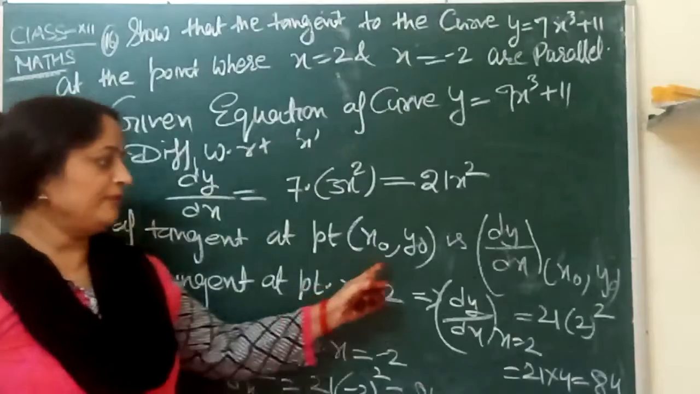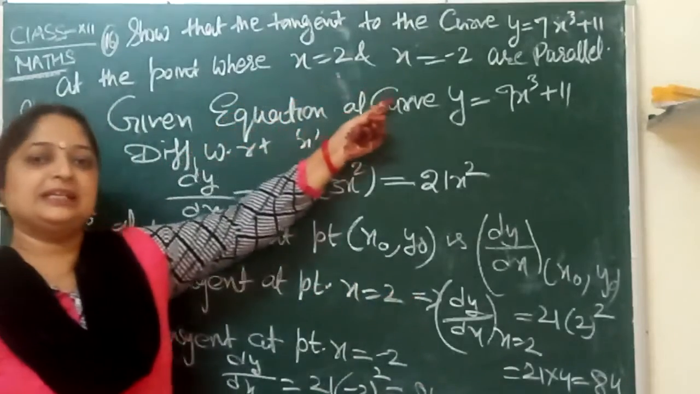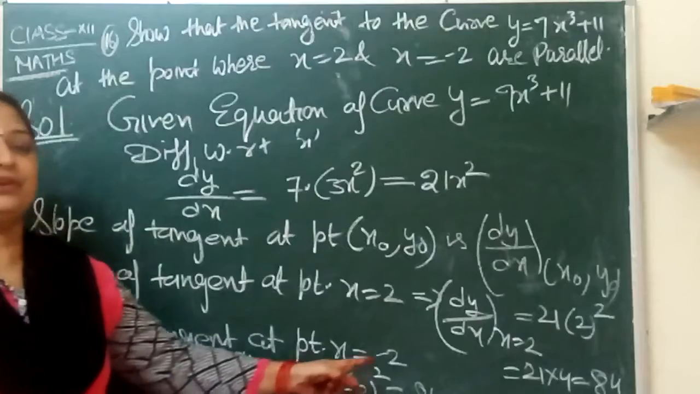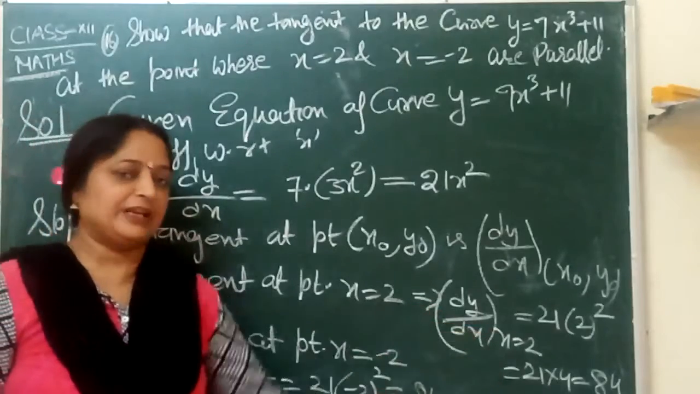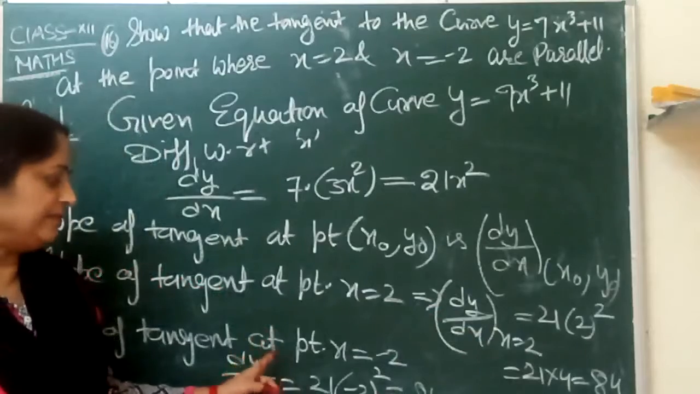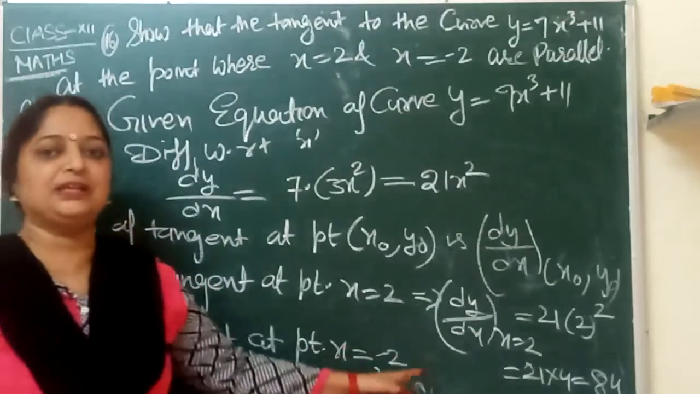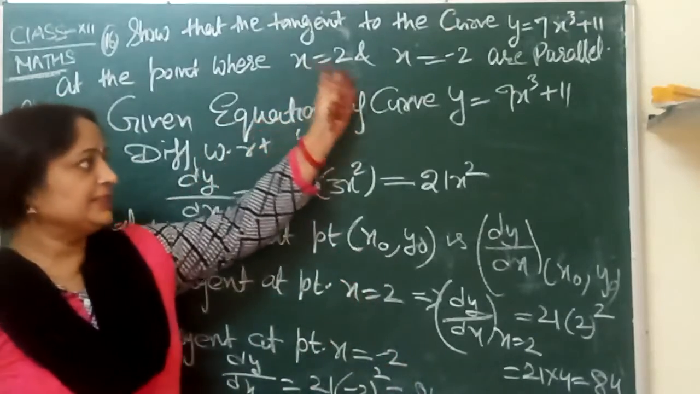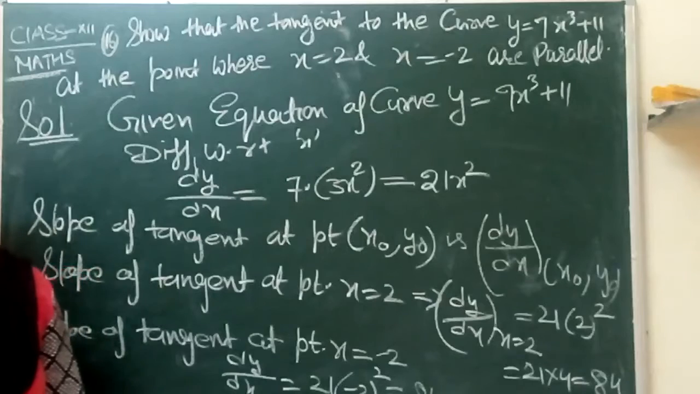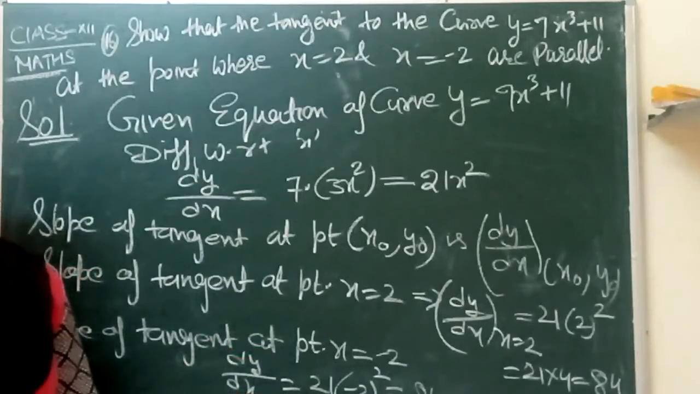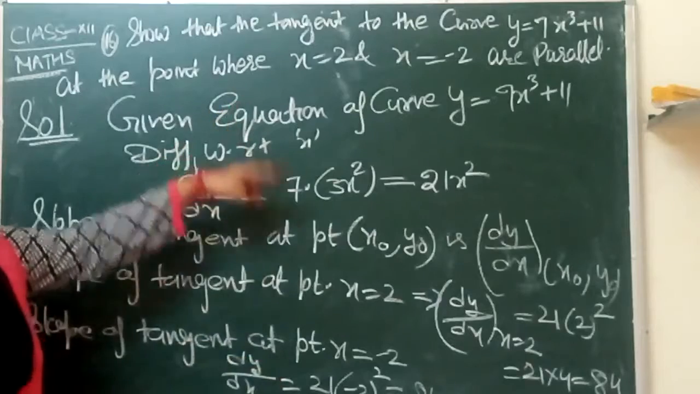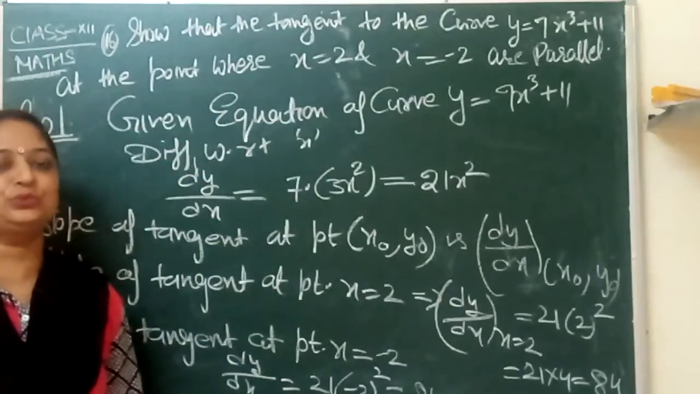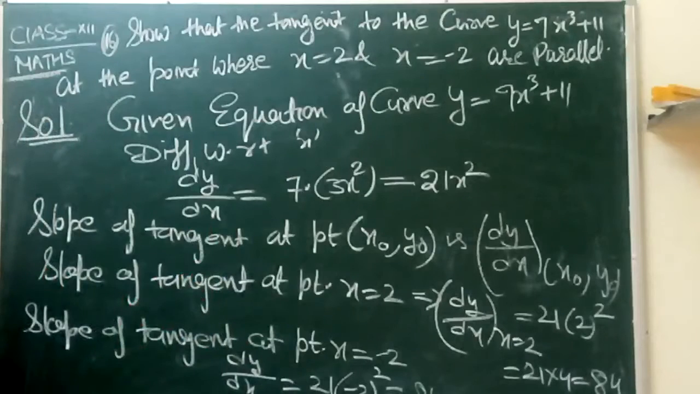It means the slopes of tangent at x equal to 2 and at x equal to minus 2 are parallel, because when we put x equal to 2, the value comes 84, and when we put x equal to minus 2, again the value comes 84. So at the end you can write here, it is observed that when we put x equal to 2 and x equal to minus 2, they are parallel. It means the tangents are parallel. Now we will solve question number 17 after this question.